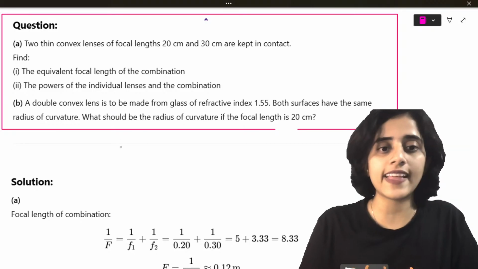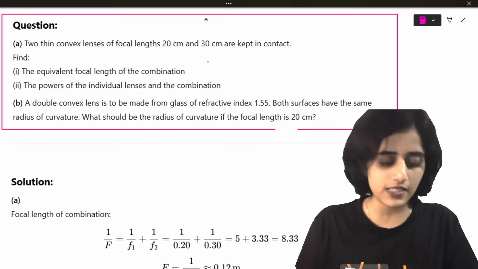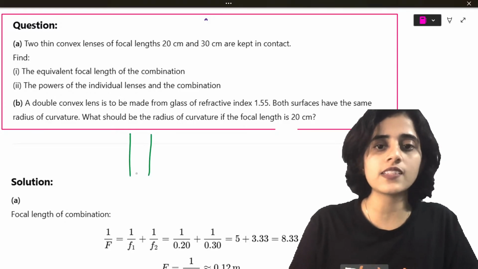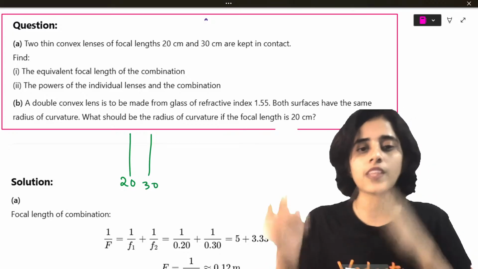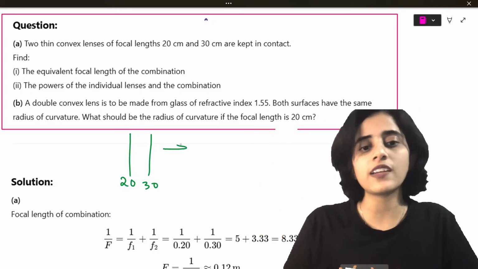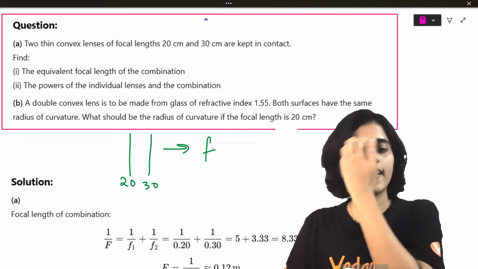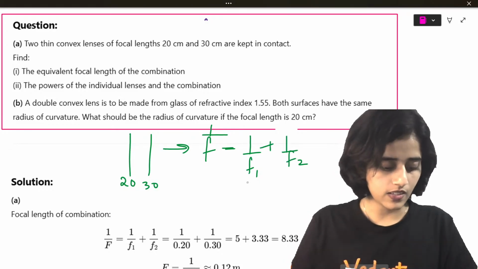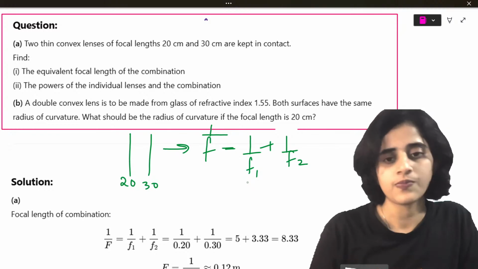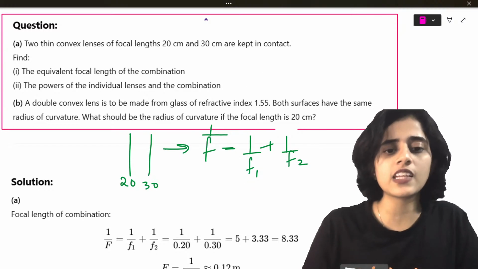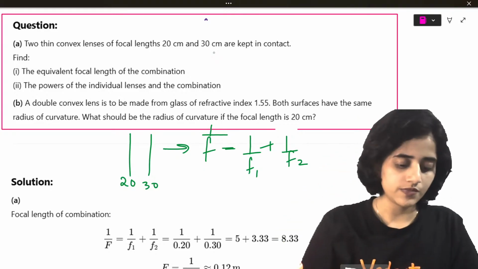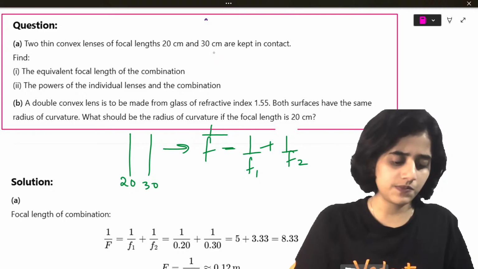Two thin convex lenses of focal length 20 centimeter and 30 centimeter are kept in contact. So you have two lenses, 20 and 30, kept in contact. We have to find the equivalent focal length. So you basically have to do 1 by f is equal to 1 by f1 plus 1 by f2. The focal lengths are given, 20 centimeter and 30 centimeter, so you just have to add them.